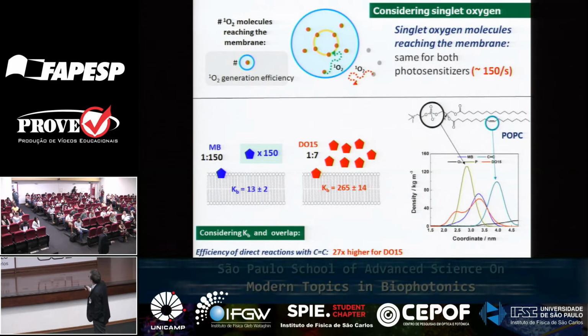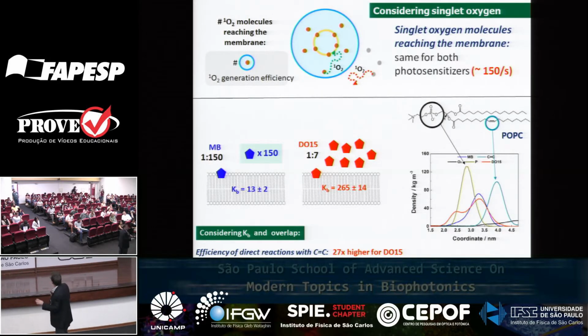And so the physics, she made a system in such a way that either methylene blue or DO15 produce basically the same amount of singlet oxygen reaching the membrane. We can do that, okay? That's easy. Those are simple equations we can use. We can test that. So basically, both dyes generate the same amount of singlet oxygen reaching the membrane. This is about 150 per second, okay?